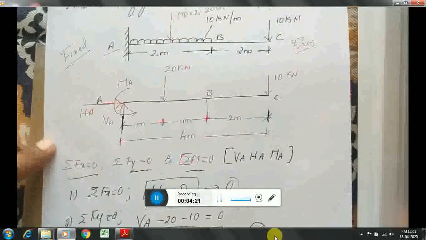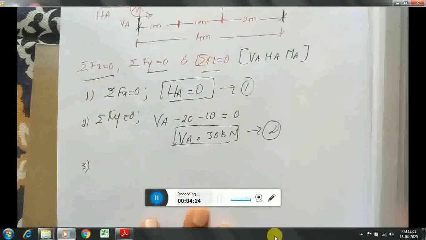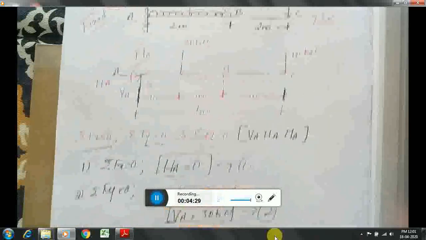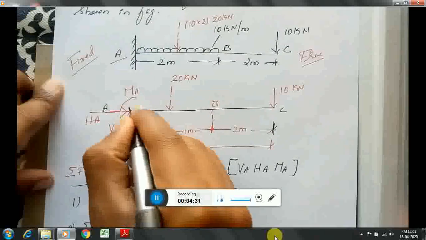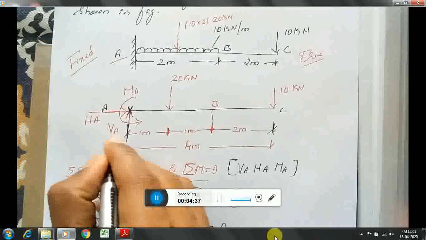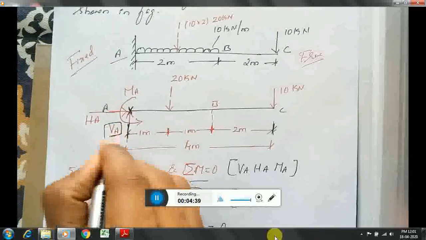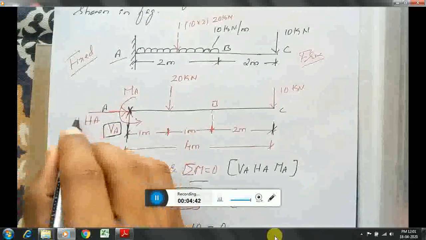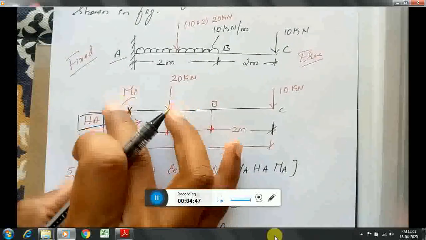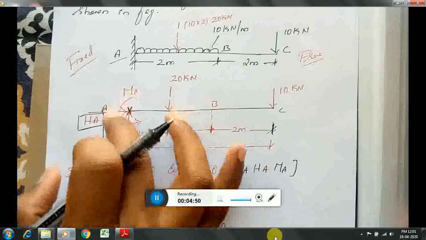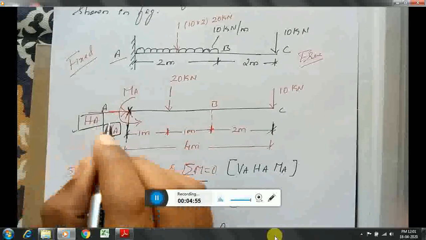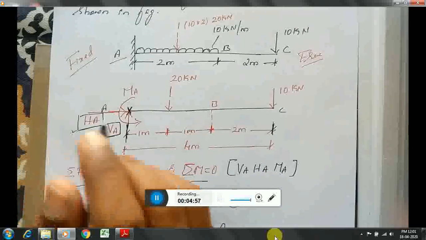Then I will apply the third condition, summation MA is equal to 0. I will take the moment at point A now. Please note this point: A is the moment center. VA will not create any moment at A because it is passing through A. There is no lever arm. HA will not create any moment at A because there is no lever arm. But we have to consider MA because this is a moment, not a force. Please have a note on this one.